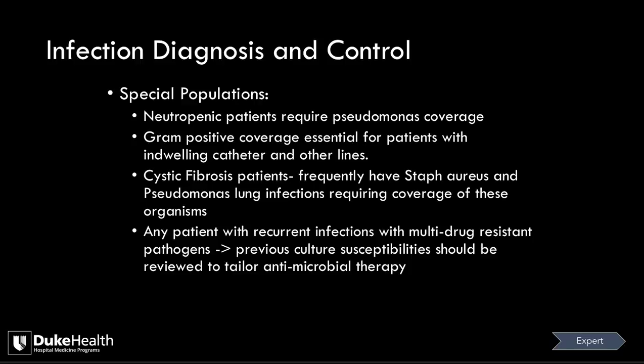It's oftentimes helpful to review previous culture susceptibilities. So for patients that get recurrent urinary tract infections, review what their cultures have grown in the past to help guide your decision. And oftentimes you'll find that you'll have to use large gun antibiotics and consult infectious disease, etc.